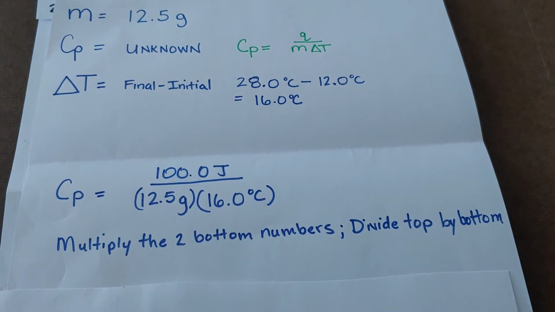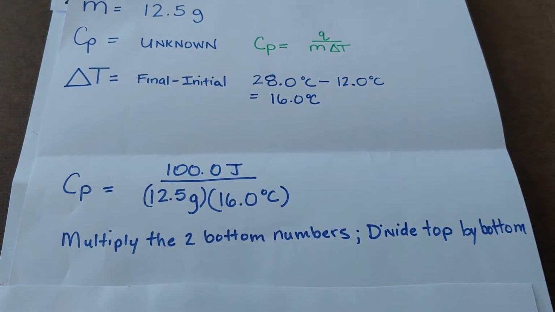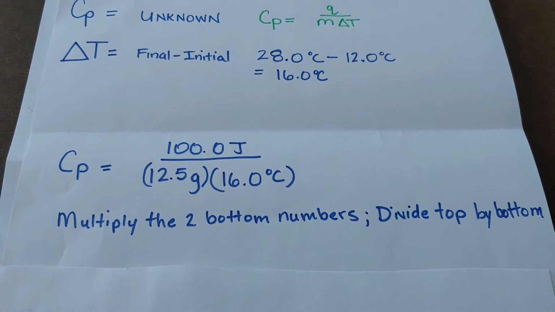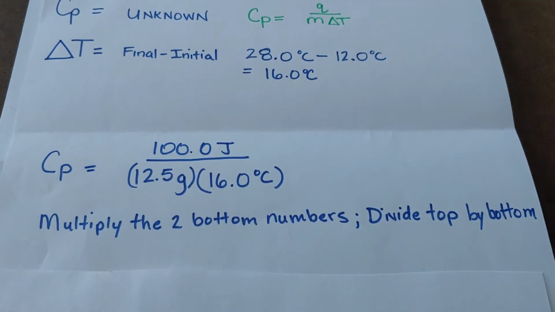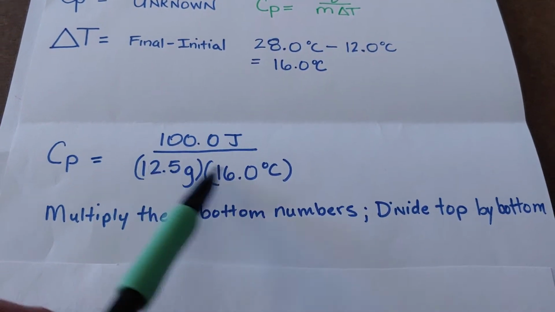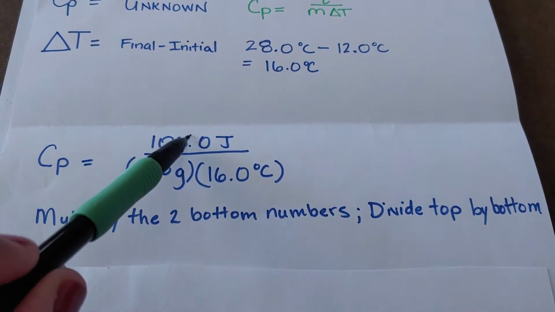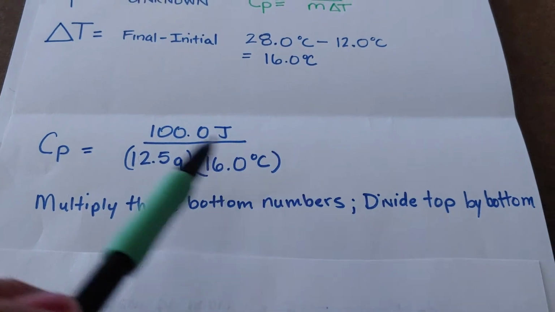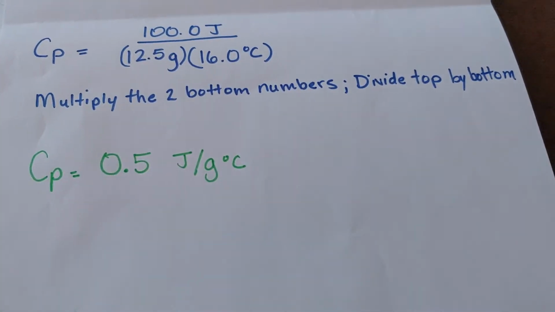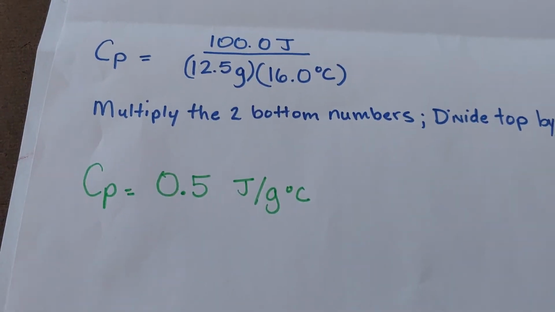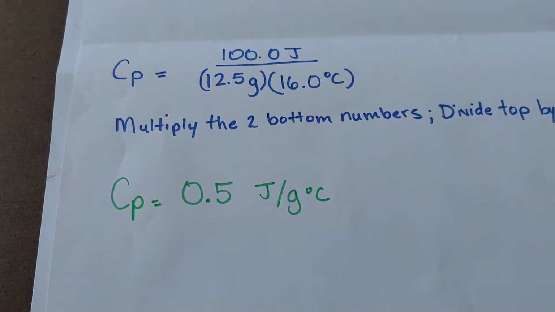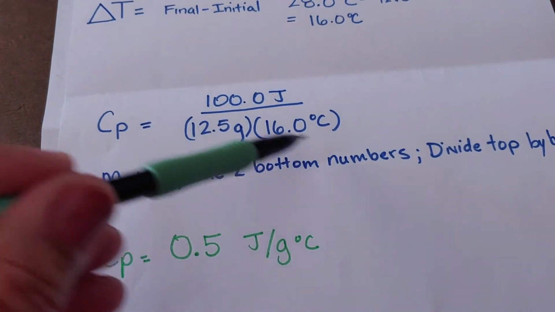Okay, as we substitute the numbers, you'll find out that we have 100 joules divided by 12.5 grams times 16 degrees Celsius. So you go ahead and multiply these two. Whatever your answer is, you're going to take your top number and divide it by the bottom number or the bottom answer. And once you do that, we find out that our answer is 0.5 joules over grams times degrees Celsius.